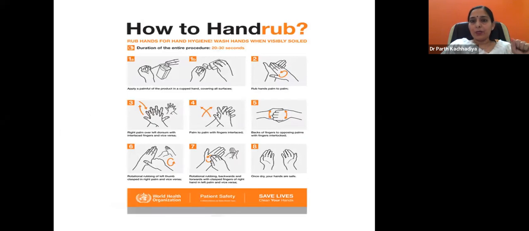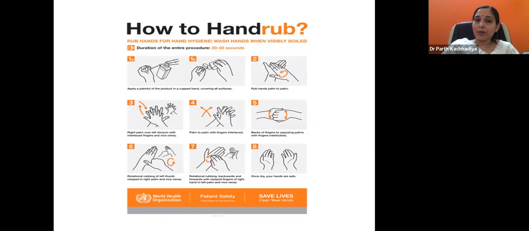How do we do hand hygiene? The 8-point hand hygiene is very, very important. We have just gone through the COVID pandemic, and we are aware of each and every aspect of infection control, so once again we will be revising all these things in our presentation. It is the 8-step hand rub technique. How are we going to do it? The duration of the entire procedure is 20 to 30 seconds.